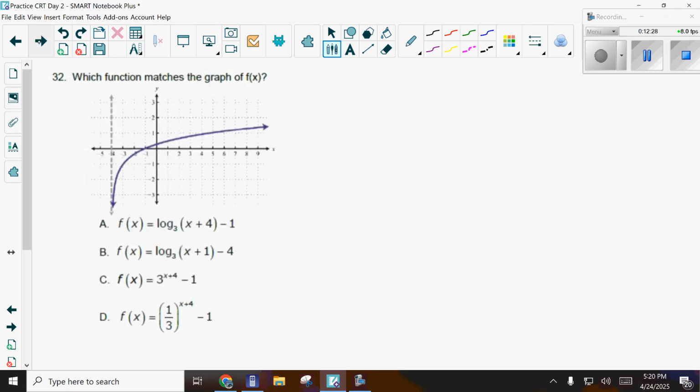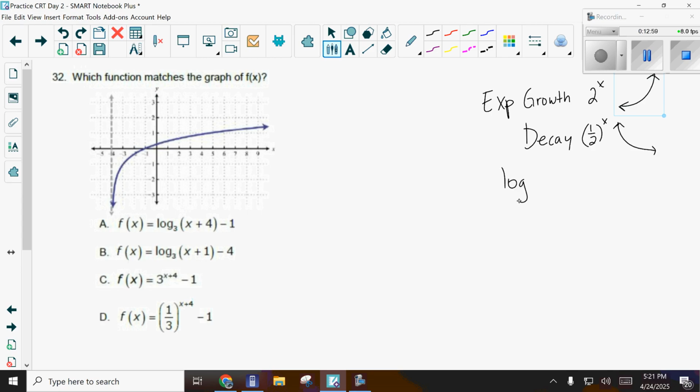Number 32, which function matches the graph? First, you have to be able to tell the difference between exponential growth, exponential decay, and logs. I'll show you exponential growth. That would be something like 2 to the x power. That graph should look like this. Exponential decay would be like 1/2 to the x power. That one would go like this. A log graph is actually going to go like this. So you kind of have to memorize this.